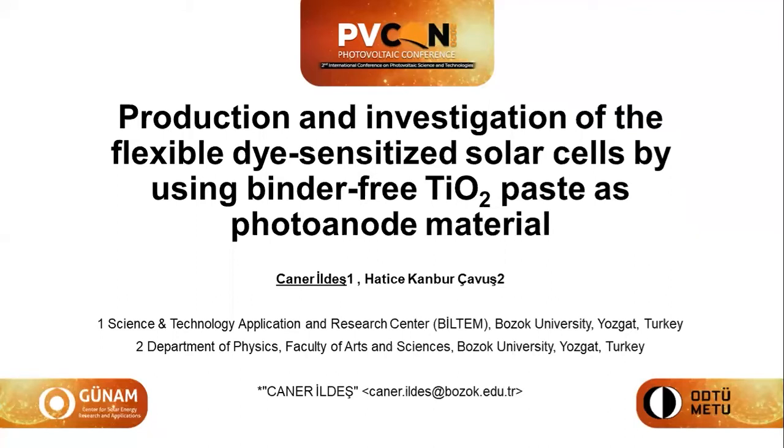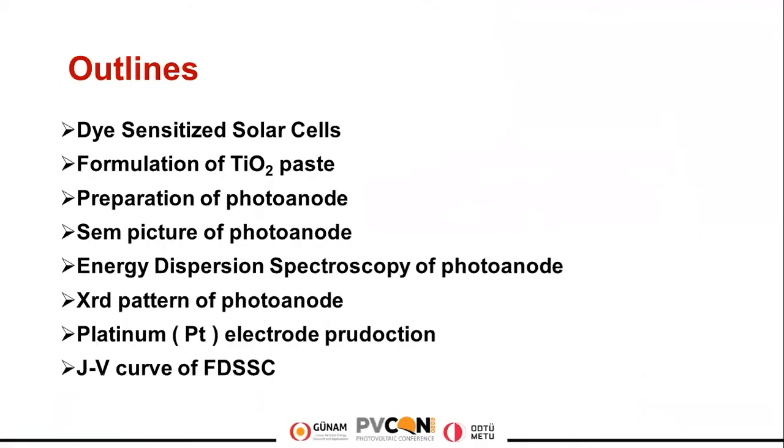Hello, everybody. I hope everyone is hearing me very well. Today, I'm going to talk about production and investigation of flexible dye-sensitized solar cells by using binder-free titanium dioxide paste as photoanode material. The outline is as follows: dye-sensitized solar cells, formulation of titanium dioxide paste, preparation and characterization of photoanode, platinum electrode production, and the I-V curve of our flexible dye-sensitized solar cell.